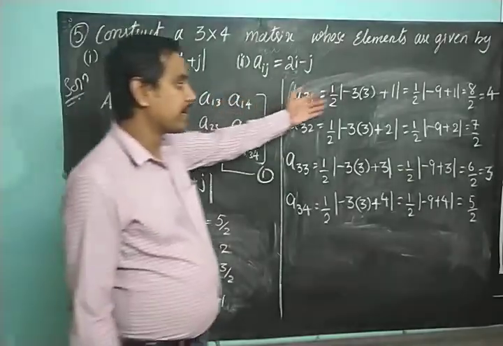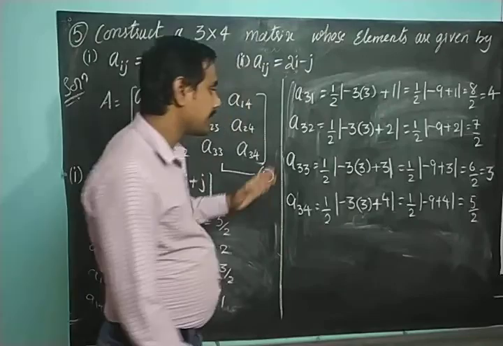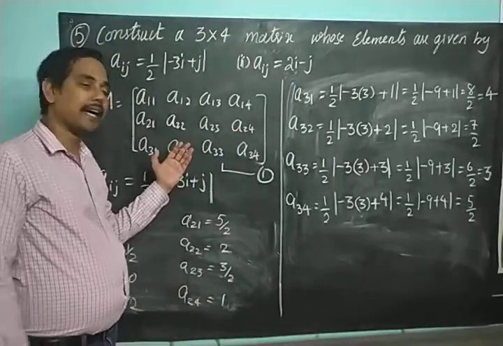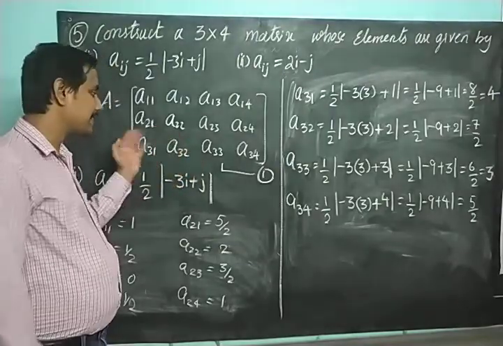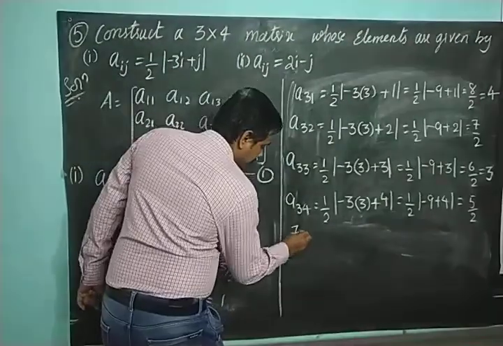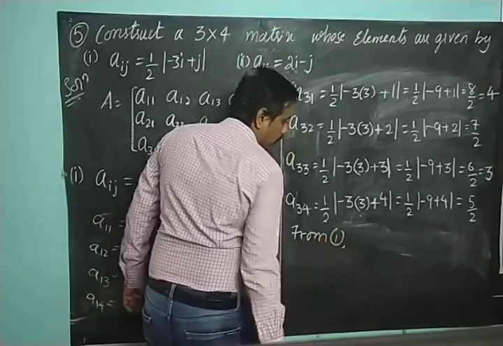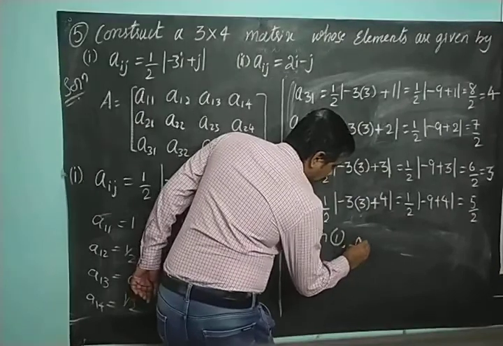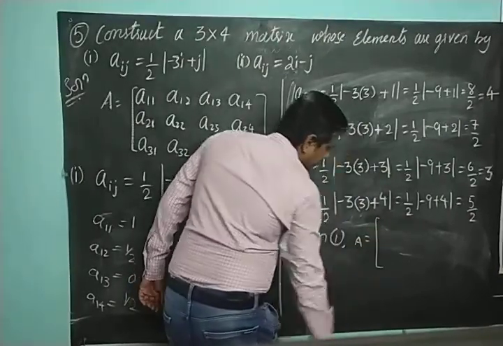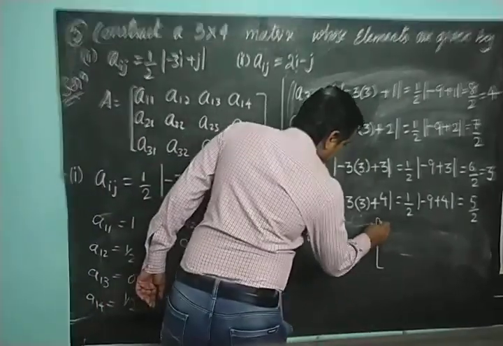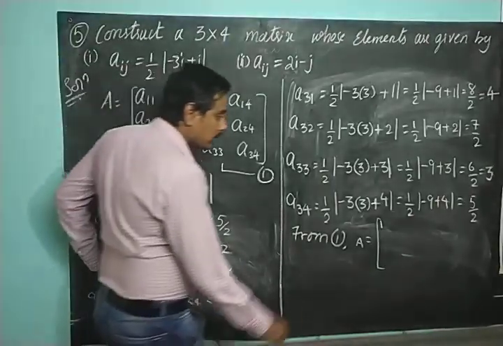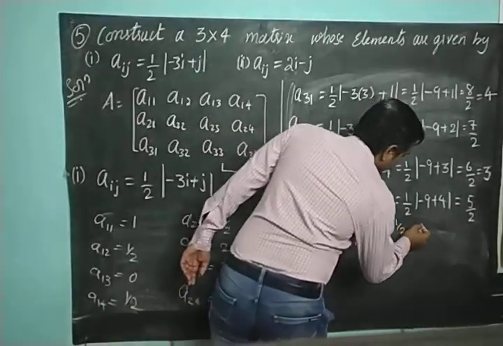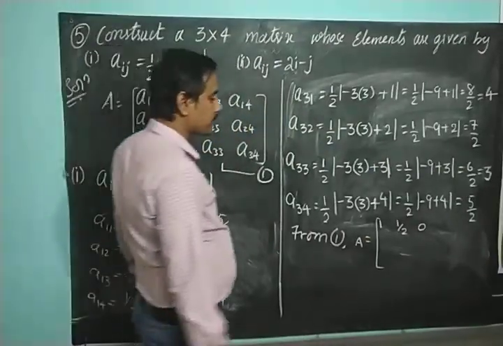So we got the value of A31 as 4, A32 as 7 by 2, A33 as 3 and A34 as 5 by 2. Okay. So now let's substitute all these entire values in the given general form of the matrix, that is in equation 1. Right. So from 1, what we have? We have A as A11 is 1, A12 is 1 by 2, A13 is 0, A14 is 1 by 2.